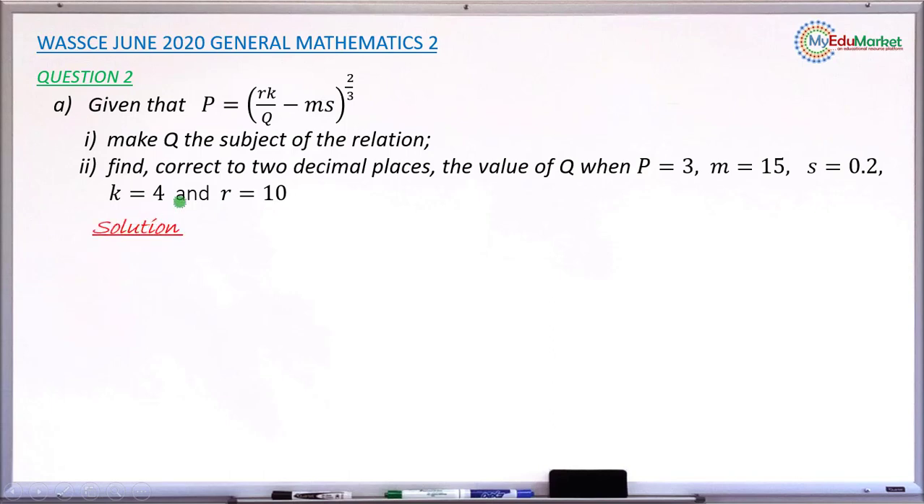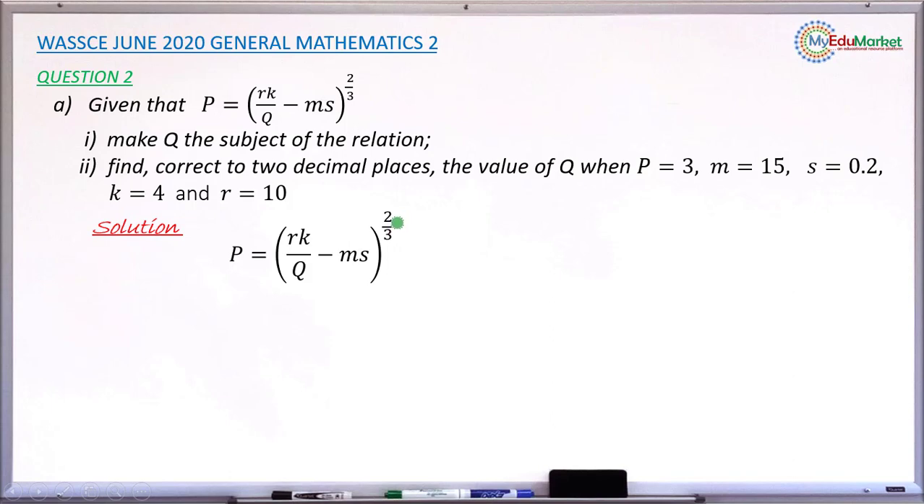What you do first is to copy down the given formula. The formula says P equals open bracket, inside the bracket a fraction RK over Q minus MS, close the bracket, and that bracket has power 2 over 3. So to make Q the subject, you can see Q is inside the bracket, which means you have to dissociate each and every operation attached to this Q. What you do first is to cancel out this power 2 over 3.